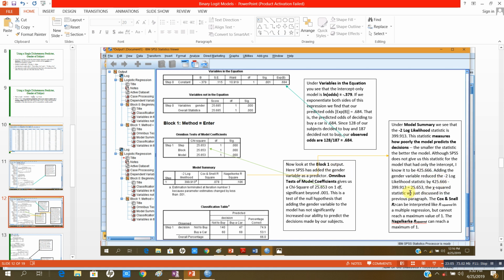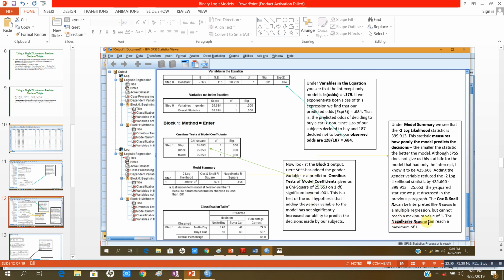The Cox and Snell R square can be interpreted like R squared in a multiple regression model, but Cox and Snell R square cannot reach a maximum value of 1, whereas in the classical multiple regression model, the maximum value of R squared could be 1 and the minimum value of R squared could be 0. But here in the binary logistic model, the value of Cox and Snell R square cannot reach the maximum value of 1. However, the Nagelkerke R squared can reach a maximum of 1. So keep that in mind.